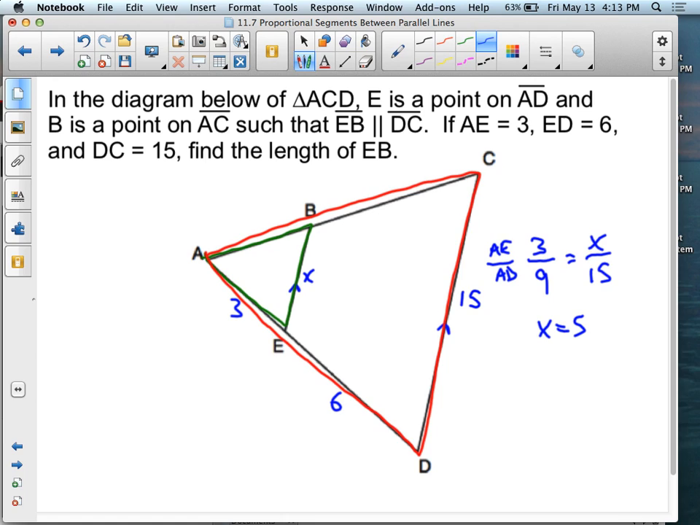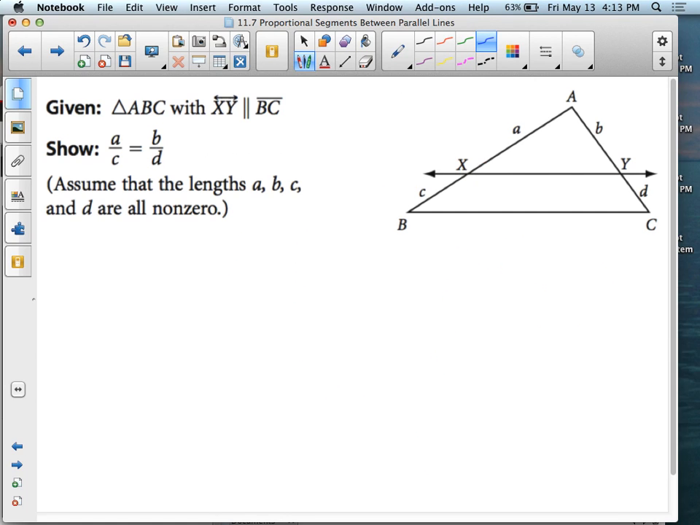So let's prove why this is true. We're going to start with our given, that we have a triangle and we draw a line parallel to a side of the triangle. We want to prove this proportion, that A is to C is the same ratio as B to D. And again, let's assume that they're non-zero lengths. That way we don't have any zeros in our proportion, because that does scary things.